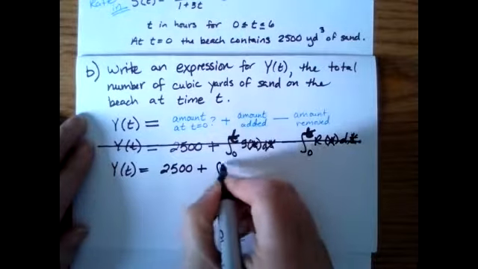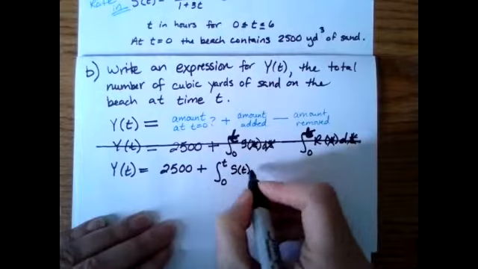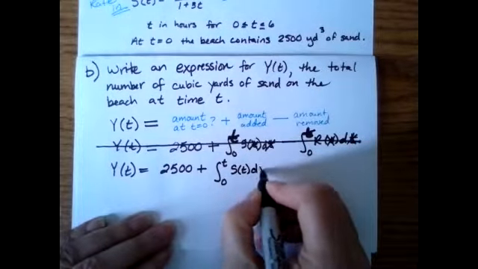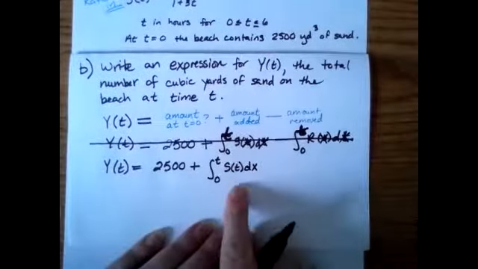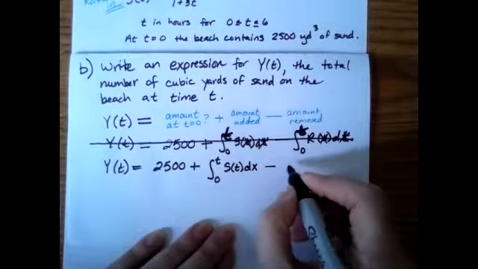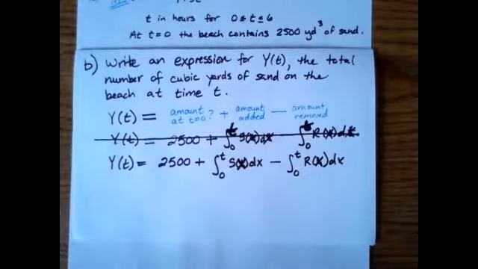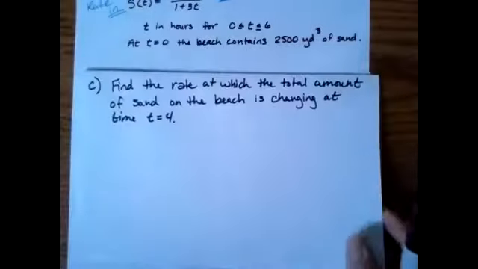So I'm going to say 2,500 plus the integral from 0 to any time of the amount added, or sorry, not the amount, but the rate that the amount was added, which when we integrate the rate, that gives us the total amount added. And then I'm going to subtract the rate that it was removed in the integral. X, dummy variables, those will trip you up, and I did over here too. All right, I think that's clear enough. So there's the answer to part B. Be careful about those.